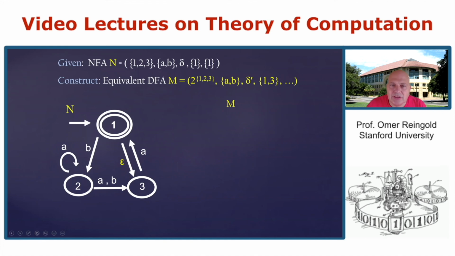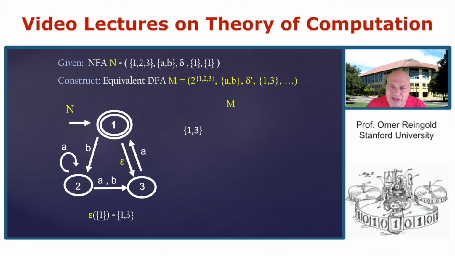So the question is, what is the start state of M? It is the epsilon closure of the set of starting states of N. Now N has a single start state, so it's the epsilon closure of 1. Let you think for a second, what is the epsilon closure of 1? So let's see, definitely 1 itself, you can reach it with 0 epsilon transitions, but you also have an epsilon transition to 3, and that's it. There are no more epsilon transitions, so the epsilon closure of 1 is 1, 3, and this is the start state of the DFA.